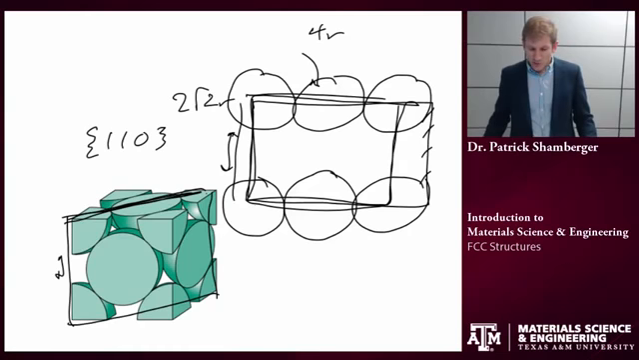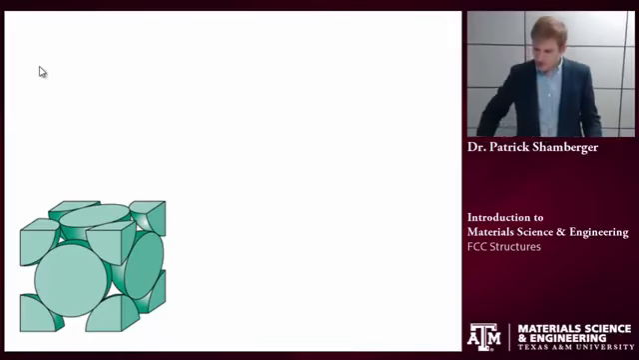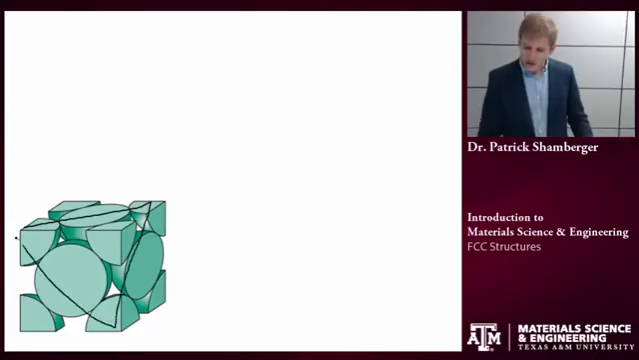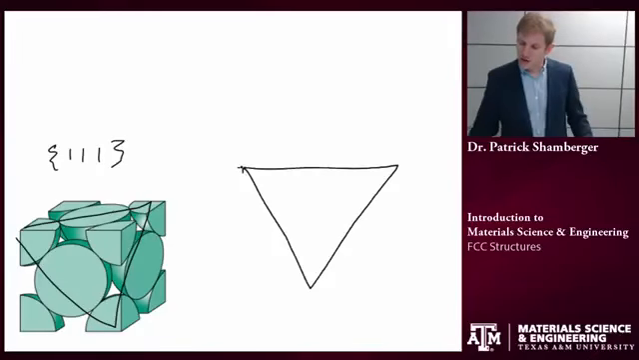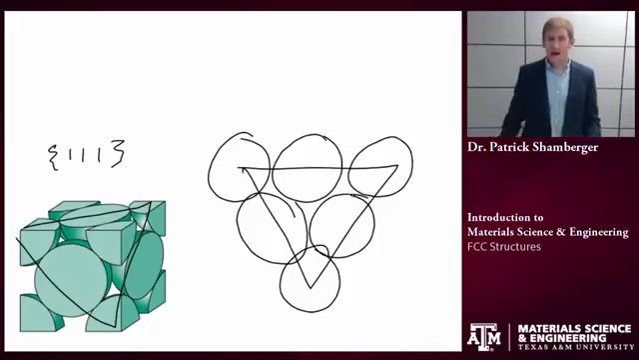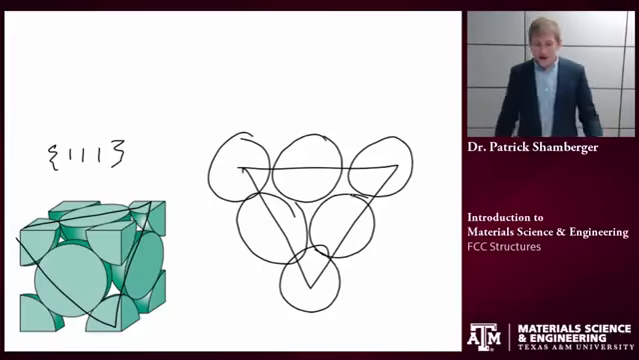Let's look at one final plane. If I look at a plane like this, this is the 111 family of planes. So if I were to redraw that, I have a triangle of atoms that are touching each other. And so this is, again, our close packed plane. And that's all that I wanted to share.